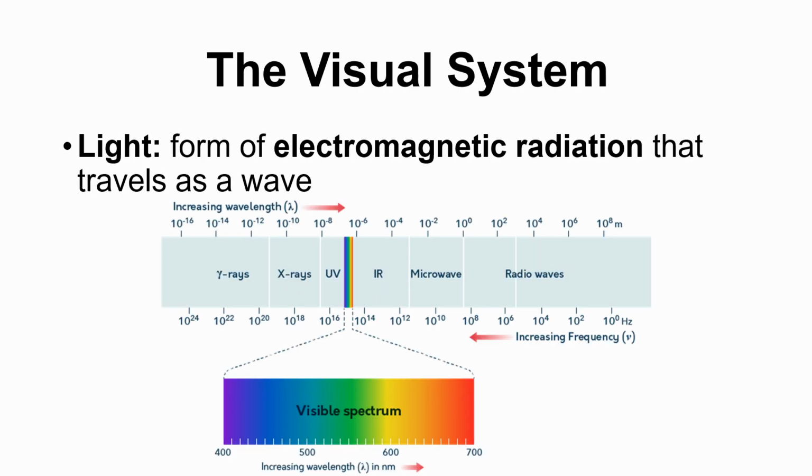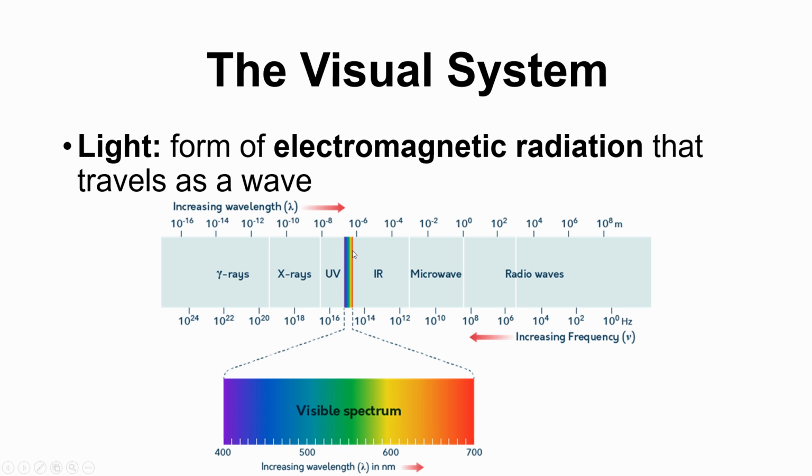systems. So, as per usual with our systems, we start off with what is our stimulus. And for the visual system, our stimulus is light. And when we get technical about it, light is a form of electromagnetic radiation that travels as a wave. If you're not super familiar with electromagnetic radiation, then you might not realize that our visible spectrum, the light that we can see, makes up only a very small portion of all of the different types of energy, or the things that we can also categorize as electromagnetic radiation.